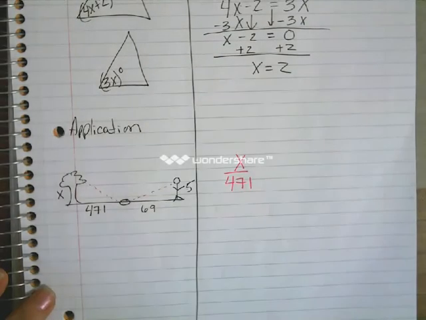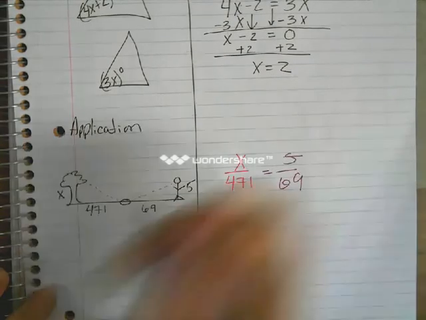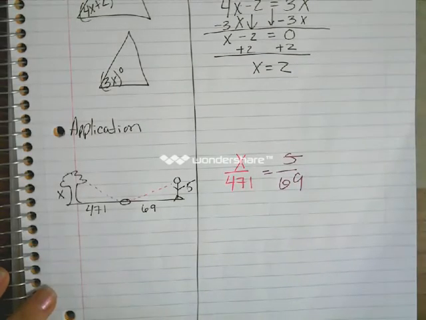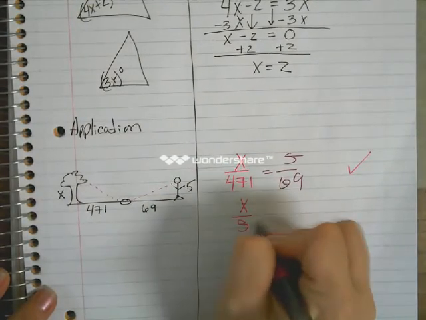Another proportion that you could have done, so that one's correct. You also could have done x over 5 is equal to 471 over 69. Both of those would be correct, and both of those would give you the same answer.